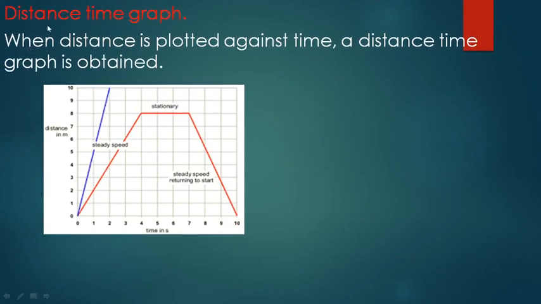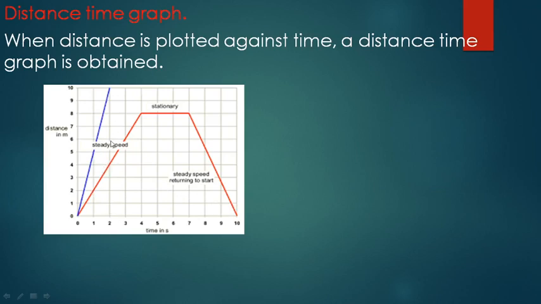Let's talk about distance time graph. When distance is plotted against time, a distance time graph is obtained. This is the distance. You plot it against the time. We will have a graph like this one, which we call a distance time graph.